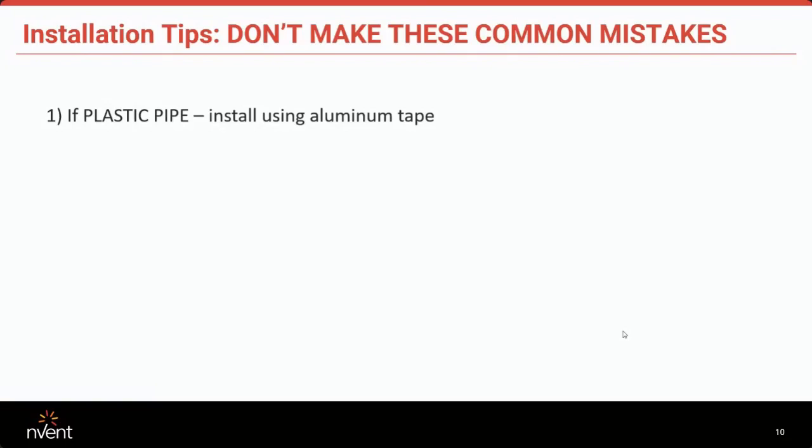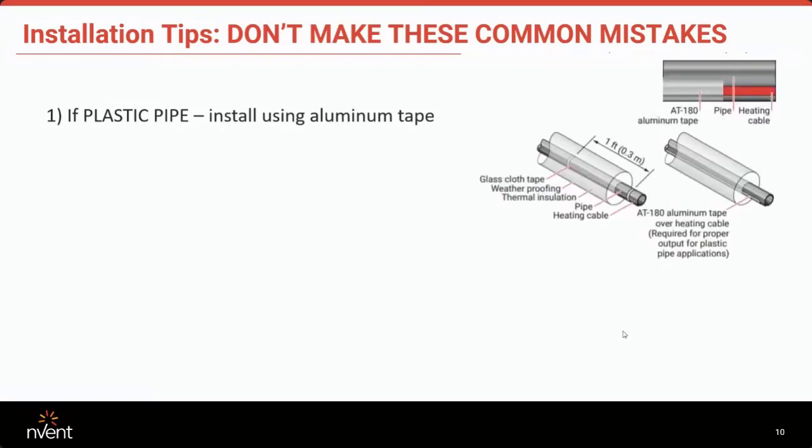So the first thing is, if you have a metal pipe, we install the glass tape around the diameter of the pipe. When we have a plastic pipe, however, we actually use the aluminum tape to help with the heat dispersion of the heat trace cable, and so it needs to be installed over the top and in parallel over the heating cable. So, a much different method, and if you don't apply it with the aluminum tape, you cannot allow for as much heat to get into that plastic pipe, and it could cause that pipe to freeze.